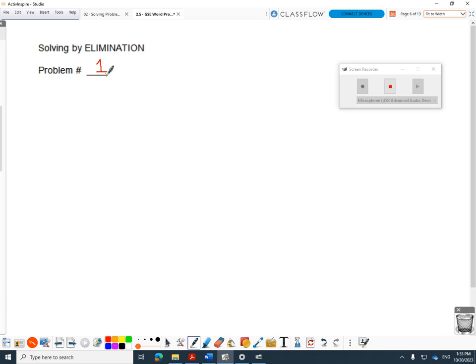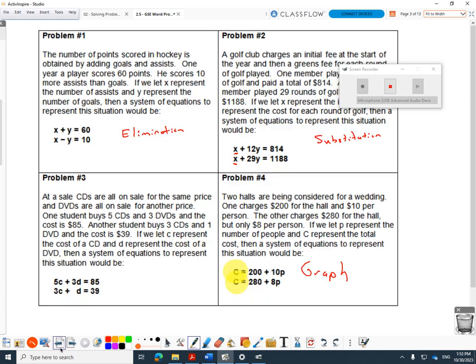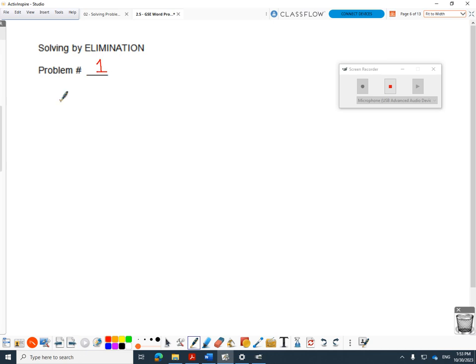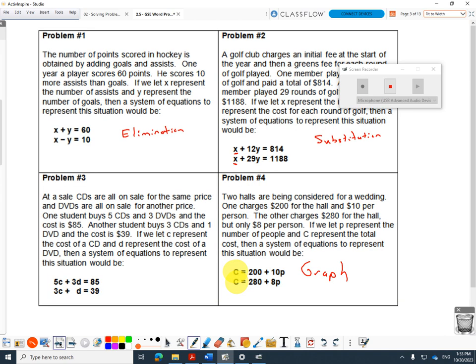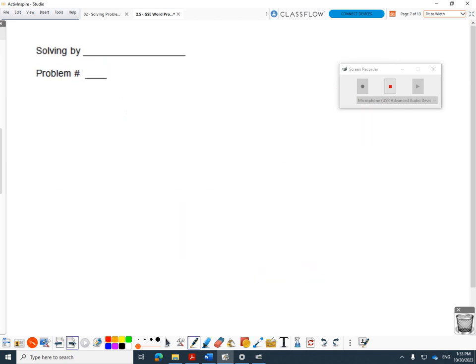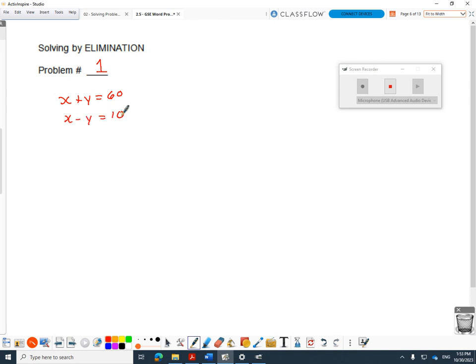What were the 2 equations? The first one was x plus y equals 60. And then x minus y equals 10. Whoa, careful now. Going crazy there. x minus y equals 10. And we talked about why this one's such a good one.